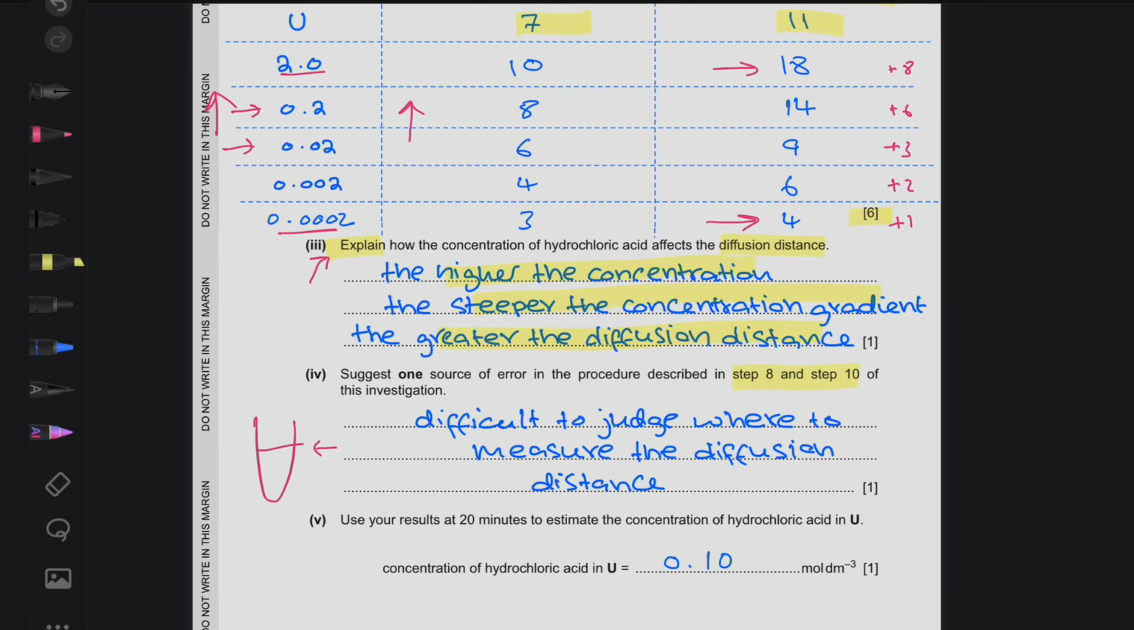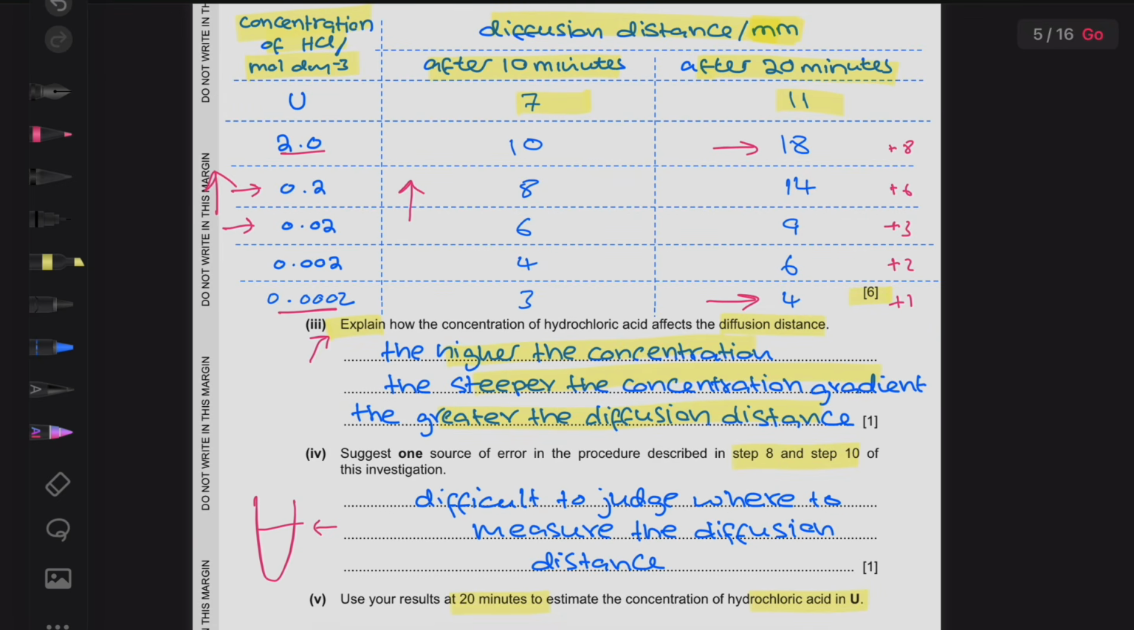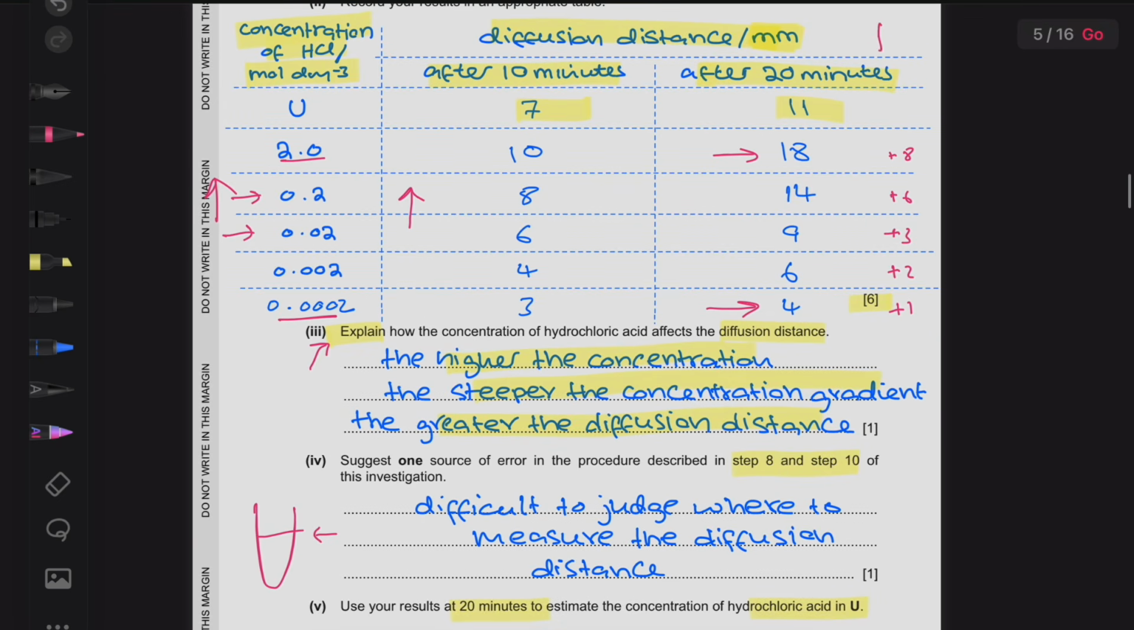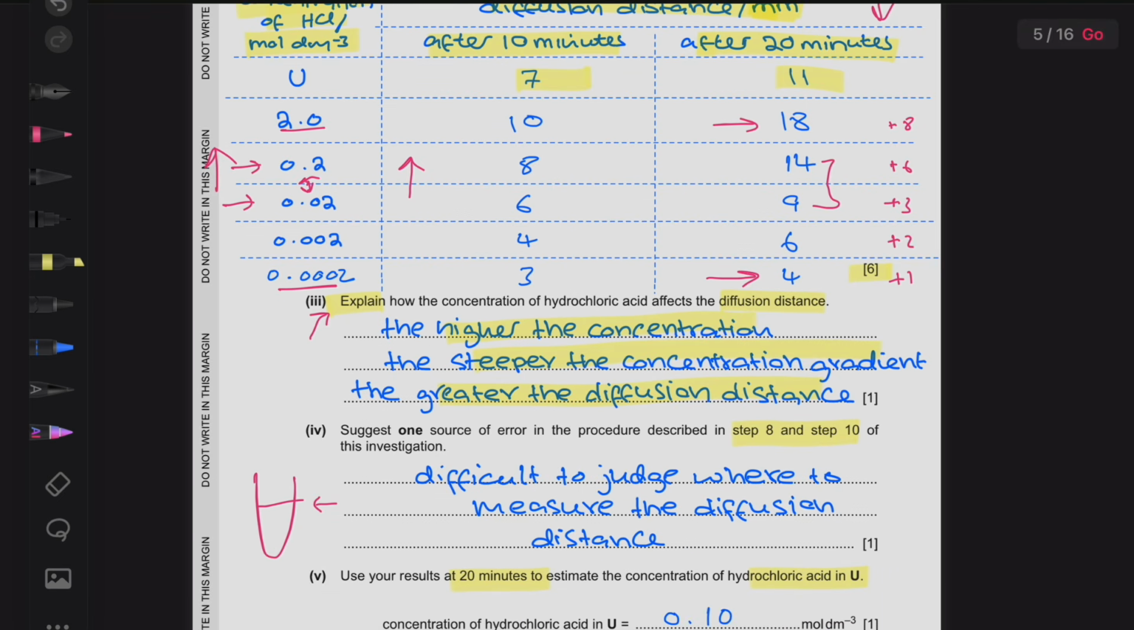It then says to use our results at 20 minutes to estimate the concentration of our hydrochloric acid in an unknown test tube. Well, if we look at our 20 minutes column, we got a value of 18. 18 lies between these two, 14 and 9. So it's going to be between 0.2 and 0.02. So I just went with 0.10, and it's only 1 mark, and it's an estimate, so it doesn't have to be that accurate. But anything within that interval is fine.